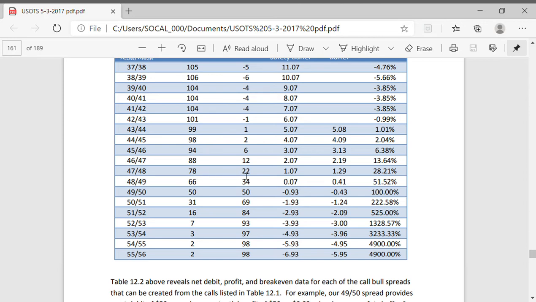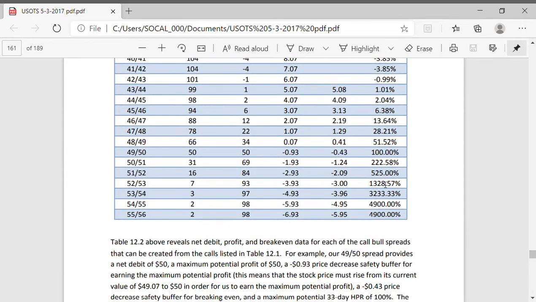And our maximum profit then is 100 minus 78, the $100 maximum value minus the 78 we paid, or $22. The stock price could fall from $49.07 down to $48, so we have a $1.07 maximum profit safety buffer. We'd still earn our maximum profit even if the stock price fell $1.07. And if this call bull spread was worth $100 at option expiration, meaning the stock price was 48 or higher, we could earn 28.21% in 33 days, and you'd agree that's pretty good. And this chart continues down.